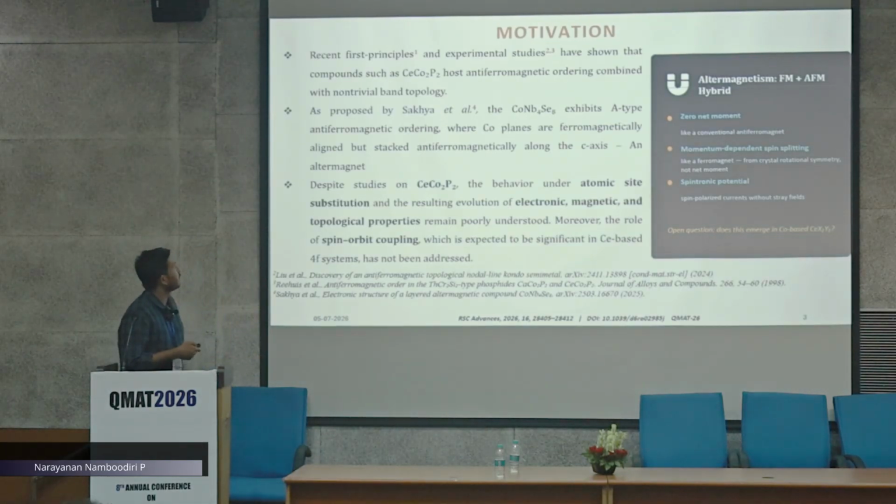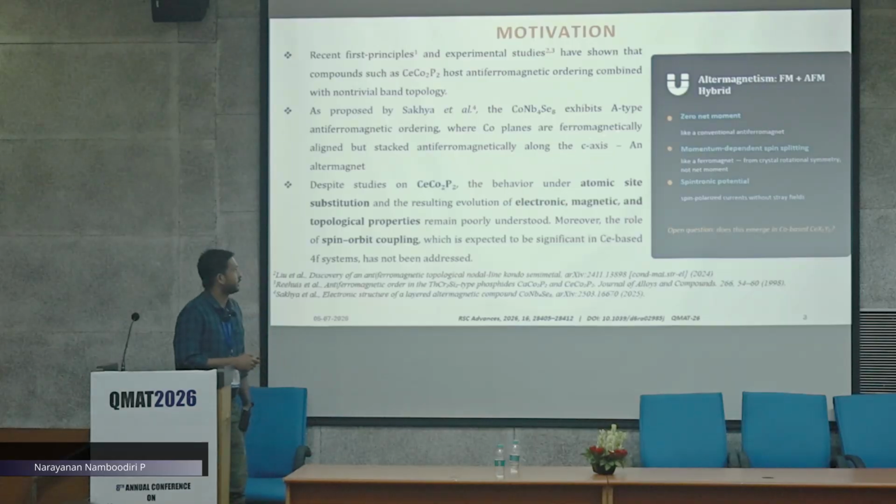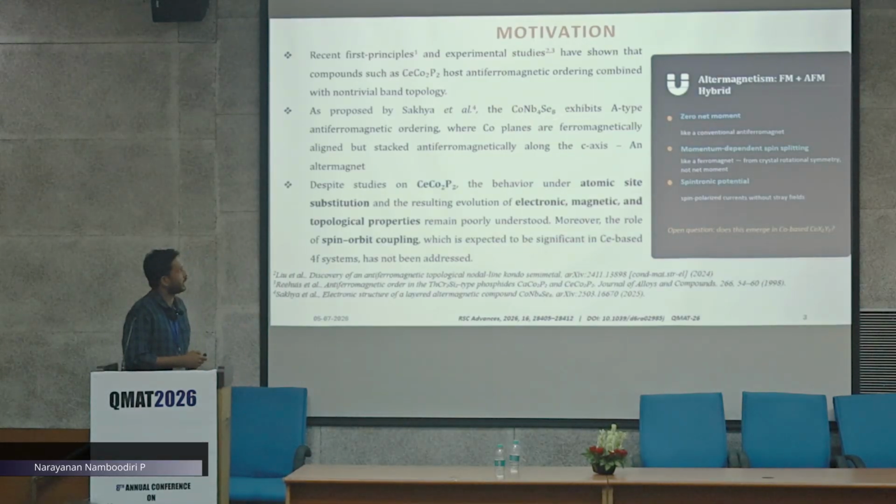Recent first-principles and experimental studies have shown that CeCo2P2 hosts antiferromagnetic ordering combined with non-trivial band topology. As proposed by Sakya et al., this CoNb4Se8 exhibits A-type antiferromagnetic ordering where Co planes are ferromagnetically stacked and antiferromagnetically coupled along the c axis, and it behaves as an altermagnet. Despite these studies, the behavior of the system under atomic site substitution, as we are doing here, with transition metal substitution, and the effect of spin orbit coupling were not much explored in this type of material.